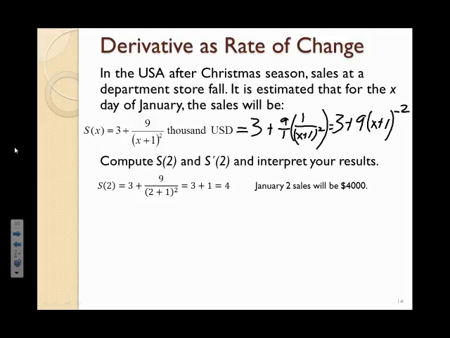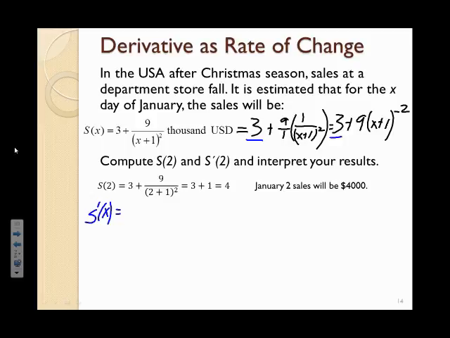Now we can take the derivative of this. So our s prime of x, we take the derivative of first 3. Well, that's 0, so we can just ignore, whoops, I'm in the wrong one, here, this 3. The derivative of a constant is just 0, so we can ignore it.